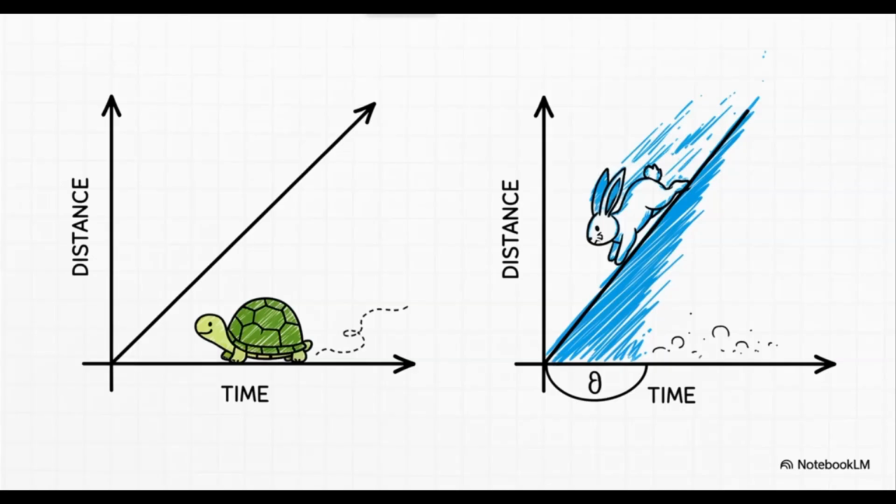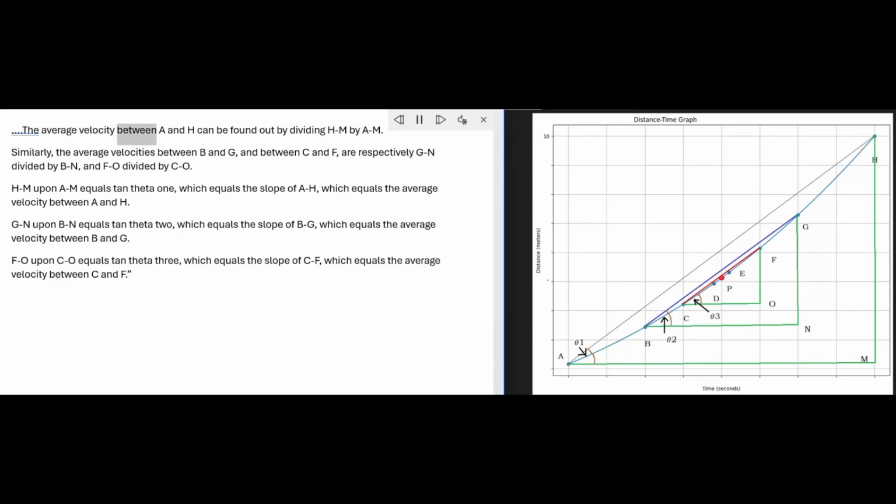The average velocity between A and H can be found out by dividing HM by AN. Similarly, the average velocities between B and G and between C and F are respectively GN divided by BN and FO divided by CO.